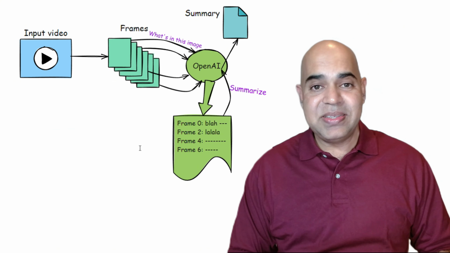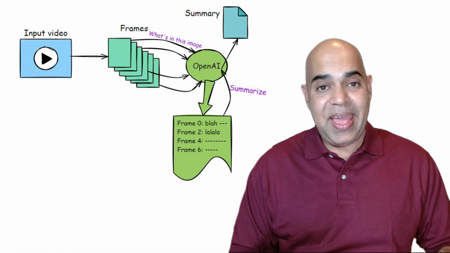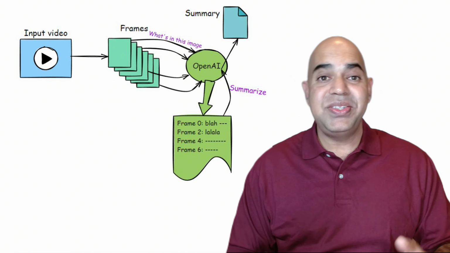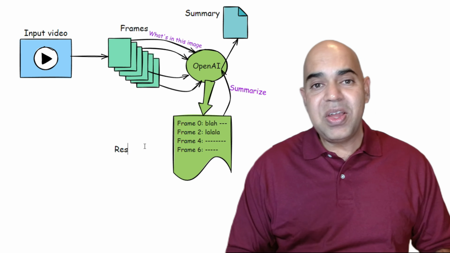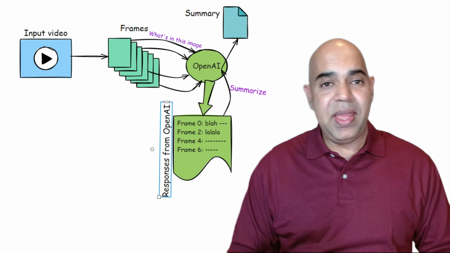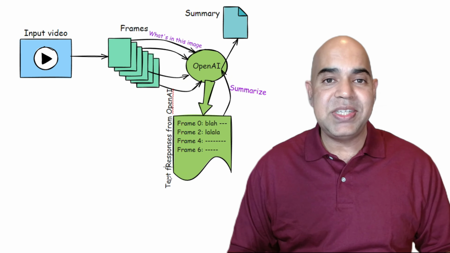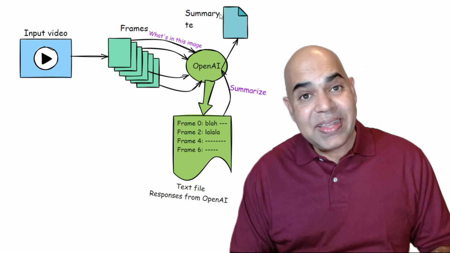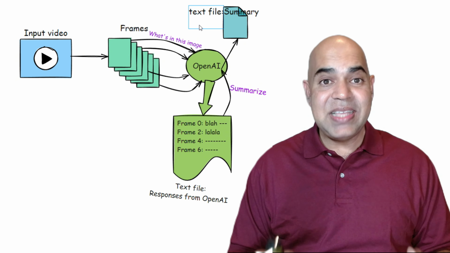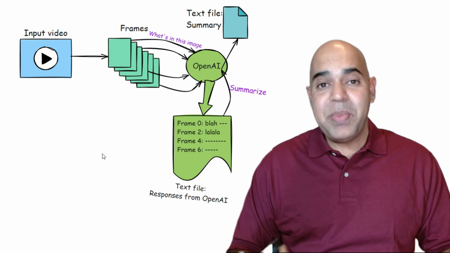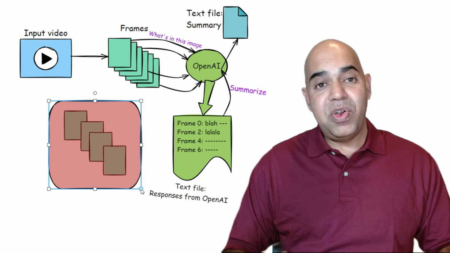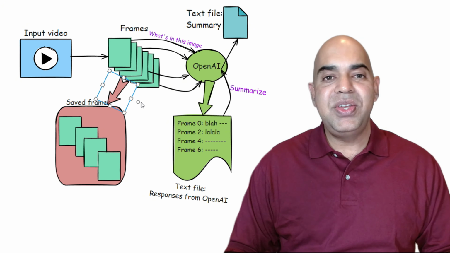My program takes the input video file, and as the output, it generates 2 text files. One contains the responses from OpenAI for images for which a response was requested, and the other text file contains the summary of the responses. My program also saves the frames for which OpenAI was asked to respond.